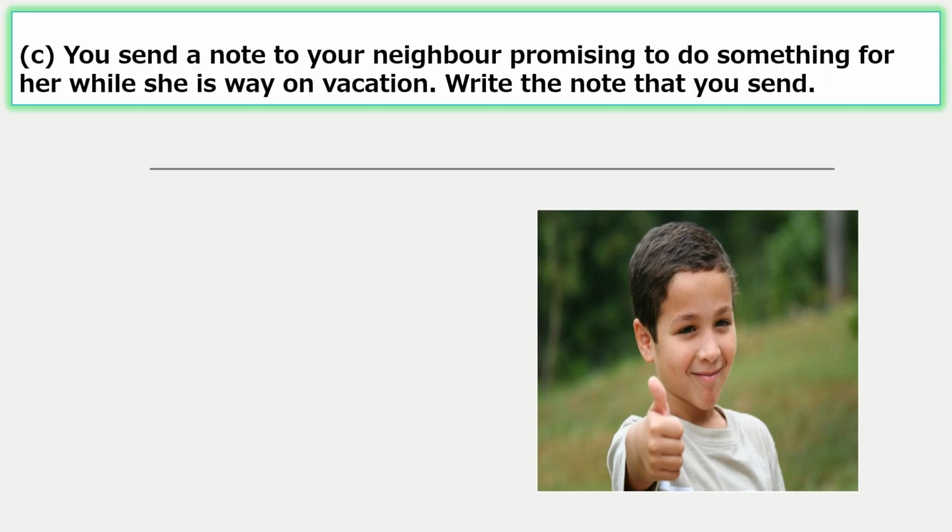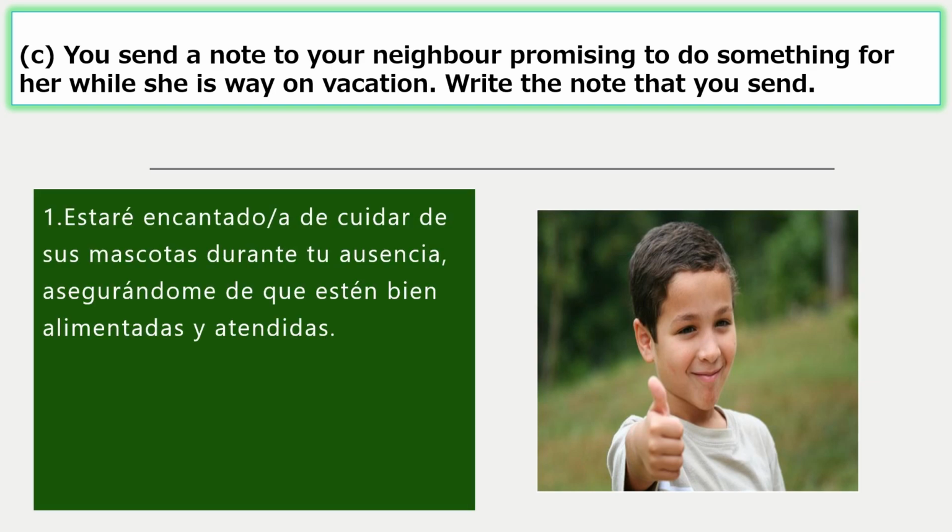Now let's look at the third question, and it reads: you send a note to your neighbor promising to do something for her while she's away on vacation. Write the note that you send. Okay, so here you're required to make a promise. So let's see how you could do this. Two possible ways. Now the first one is: Estaré encantado o encantada de cuidar de sus mascotas durante tu ausencia, asegurándome de que estén bien alimentadas y atendidas.